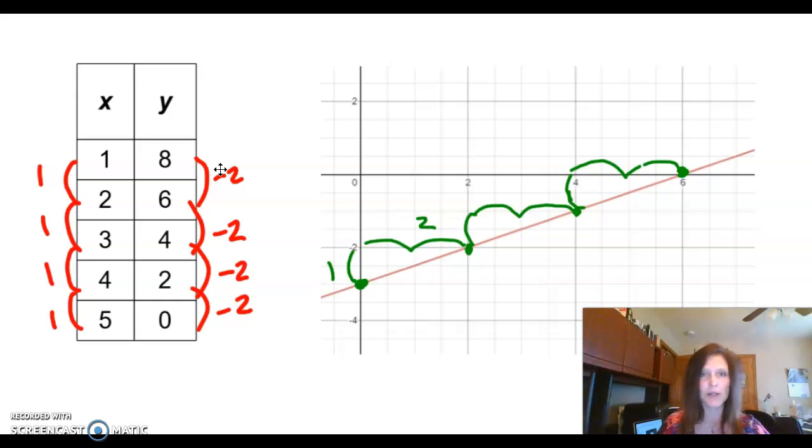If we're looking at a table form, we can determine if it represents a linear function or linear relationship by looking to see if there is a constant rate of change. On the x's, each of these goes up by 1, and on the y's, they each go down by 2. So there is a consistent rate of change. The slope in this case would be -2. It's decreasing.